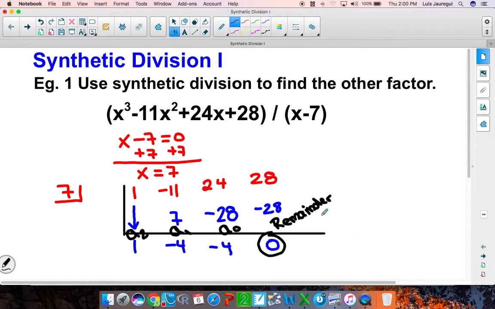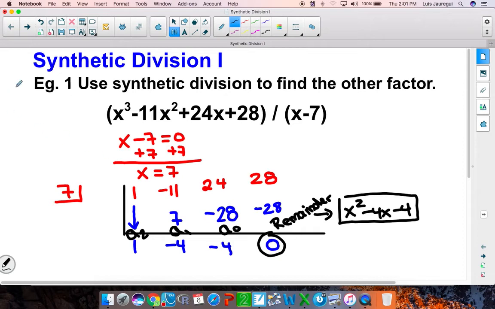So let's go ahead and rewrite things using our general form of a polynomial. Here we have 1x squared minus 4x minus 4. And that's our other factor. In other words, x cubed minus 11x squared plus 24x plus 28 can be written as x minus 7 times x squared minus 4x minus 4.